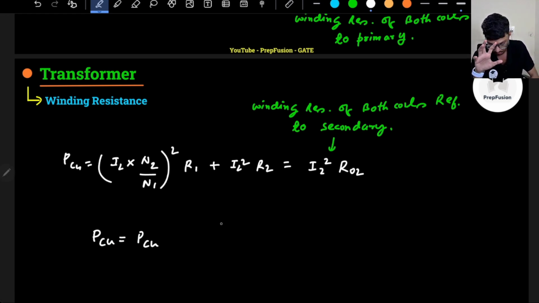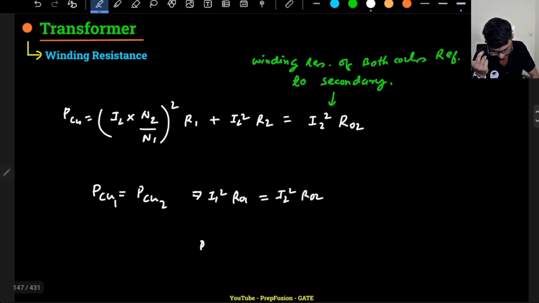So what is PCU in the primary and what is PCU in the secondary? If I say the transformer is consuming a copper loss of 100 watts, it does not matter if you are talking with respect to the primary or the secondary, because power is independent, it is not dependent on which side I am in. So PCU1 is I1 whole square into R01 and PCU2 is I2 whole square into R02. So I get a very important relation: R01 equals I2 by I1 whole square into R02. So I2 by I1 is N1 divided by N2, whole square, into R02.